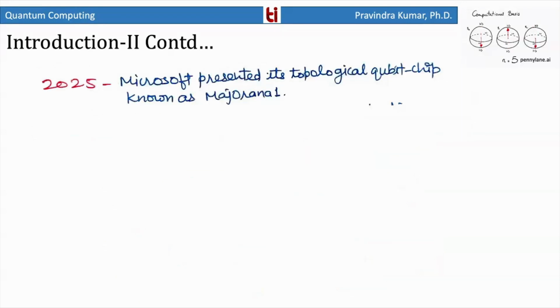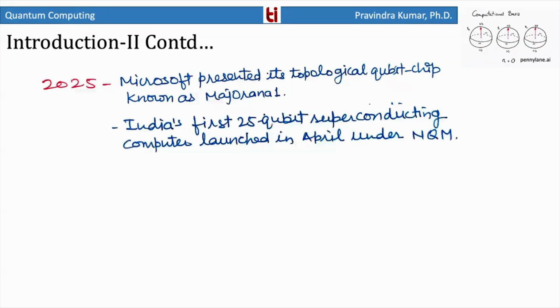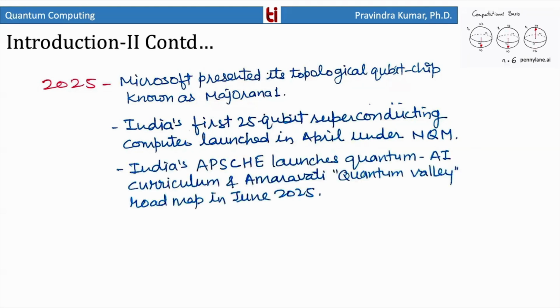That is super fast. And in 2025, the current year, Microsoft presented its topological qubit chip, that is Majorana 1. In the same year, India's first 25-qubit superconducting computer was launched in April under the National Quantum Mission. APSCHE launched a Quantum AI curriculum and the Amaravati Quantum Valley roadmap in June 2025. This is the Andhra Pradesh State Council of Higher Education.